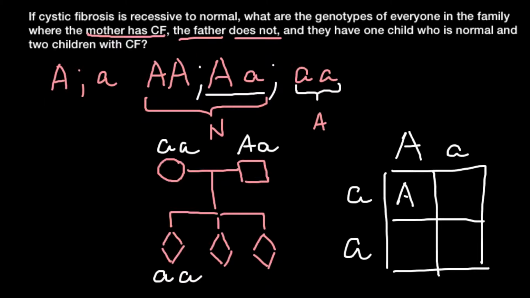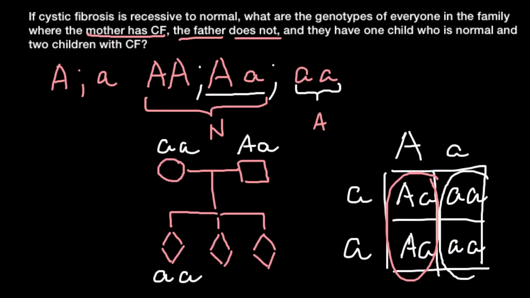So capital A, small a, normal phenotype. Small a, small a, affected phenotype, capital A, small a, normal phenotype, and small a, small a, affected phenotype. So they would have 50% chance to produce phenotypically normal offspring and 50% chance to produce affected offspring.